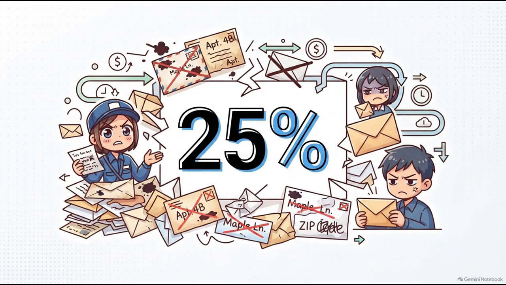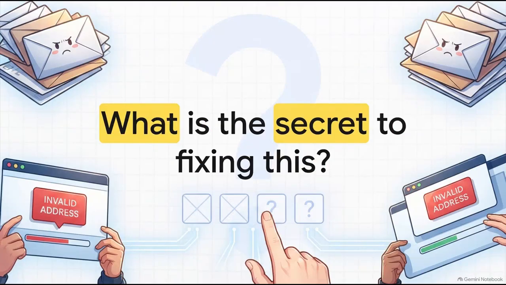Let's actually kick things off with a pretty startling stat. More than 25% of mail pieces contain some kind of addressing error. 25%. That could be a missing apartment number, some informal street name, or an incorrect zip code. This simple lack of precision costs massive amounts of time and resources, not just for the postal service, but for you, the sender. So, what's the secret to fixing this and ensuring perfect delivery?